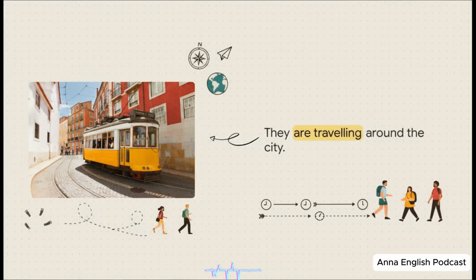Okay, next one. Here, we've got more than one person, so our subject is they. For they, we're going to use the verb are. The action is travel, so what do we get? They are traveling. See how that works? The formula just fits, no matter who you're talking about.